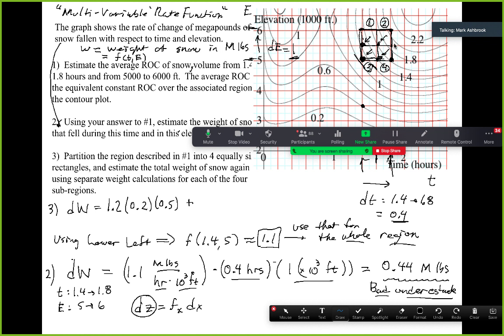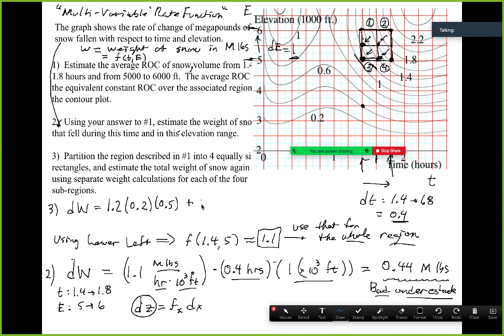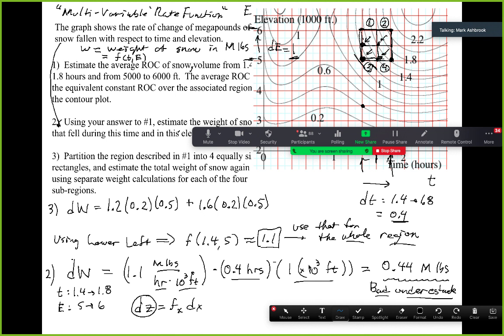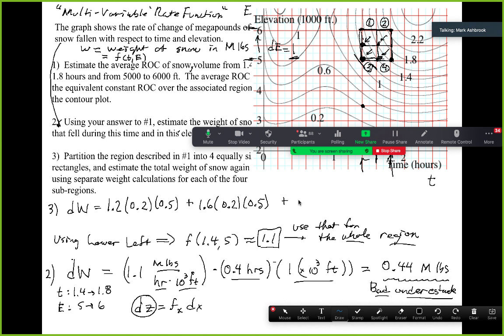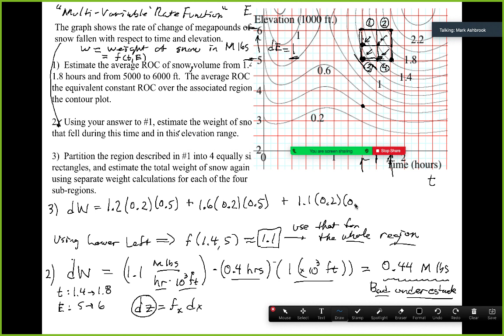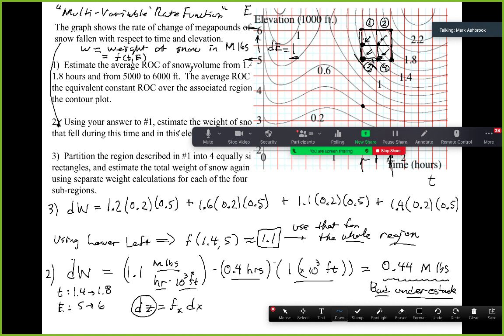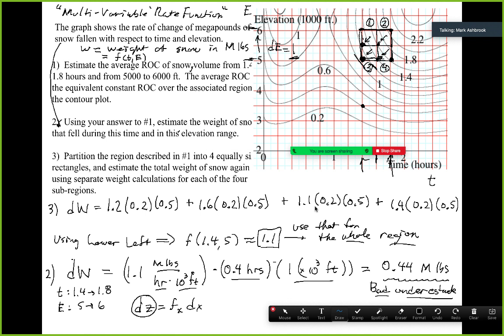And then for subregion number 2, what rate do I have? That looks like 1.6. Again, my dt is now 0.2. My de is 0.5. So each one of these is calculating a little bit of snowfall for a little time change and a little elevation change, and we're using the lower left corners to do that. Number 3, that was our 1.1 times 0.2 and 0.5. And finally, subregion number 4, that is 1.4 times 0.2. Everyone see what I did? So we're trying to do the same calculation, but with splitting up the region into 4 subregions and getting the little change in weight for each subregion and adding them together.